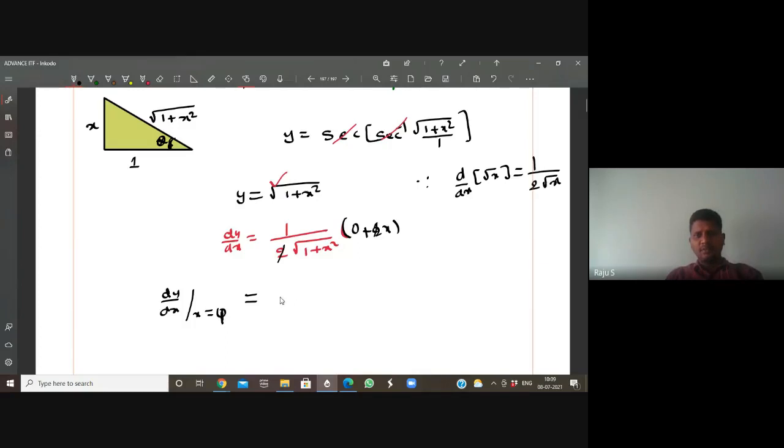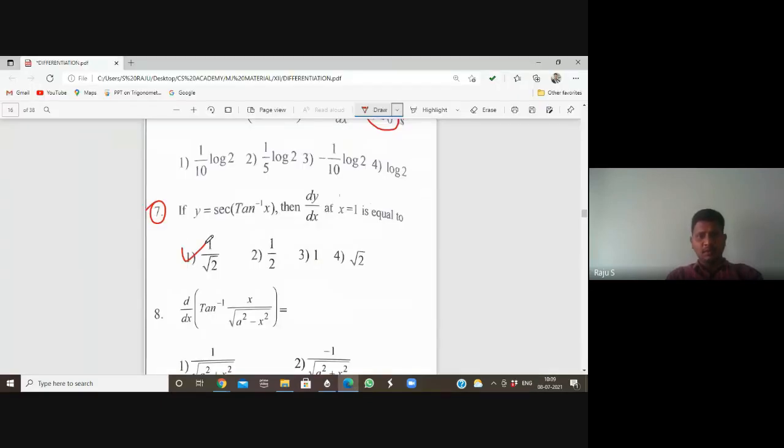X is equal to 1 means here I cancel 2x by 2 into 1 by 2 times of root over 1 plus 1 square, 2 to get cancelled. 1 by root 2, the first option.